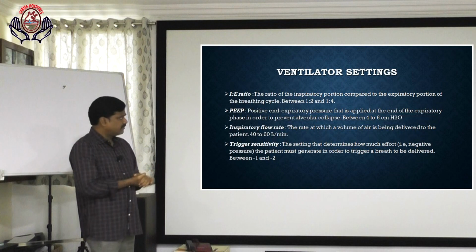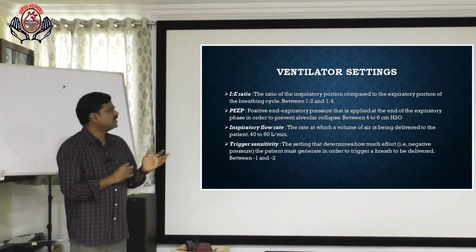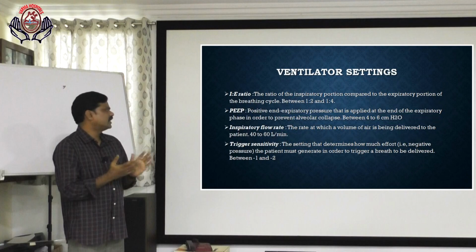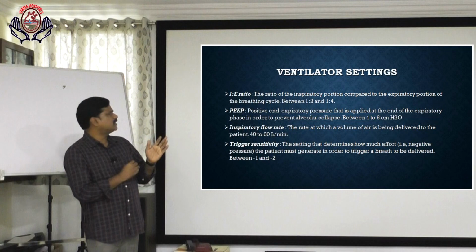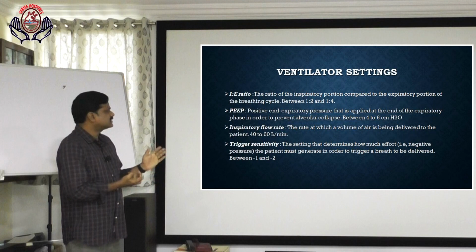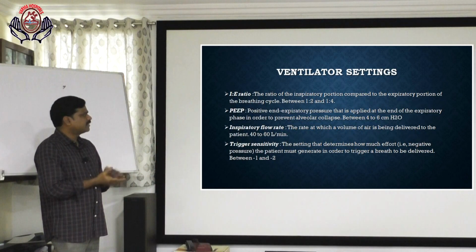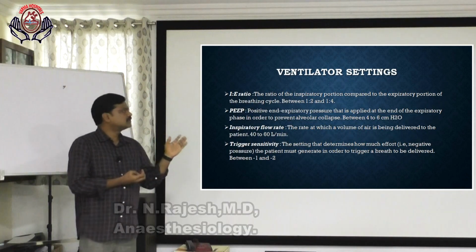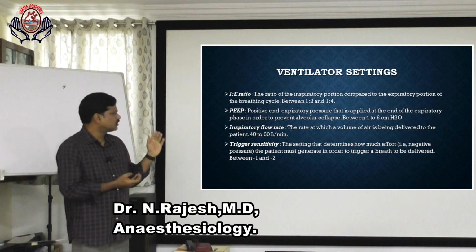PEEP, positive end expiratory pressure, is applied at the end of the expiratory phase in order to prevent alveolar collapse. It is between 4 to 6 centimeters of H2O. Inspiratory flow rate: the rate at which the volume of air is being delivered to the patient, usually 40 to 60 liters per minute. The trigger sensitivity is the setting that determines how much effort, negative pressure, the patient must generate in order to trigger a breath to be delivered. Normally it is between -1 to -2.